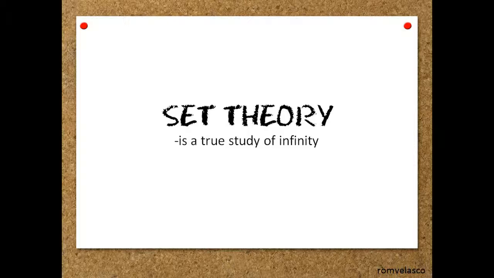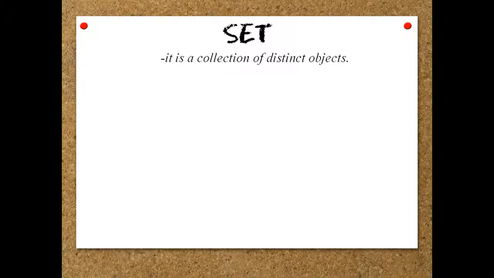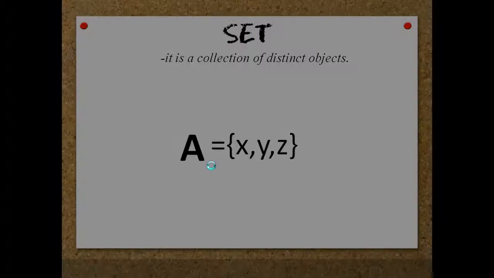So let's define first the word set. A set is said to be a collection of distinct objects, which means that the objects must not have any repetition. For example, I have here A has elements X, Y, and Z, which means set A has elements X, Y, and Z. And one more thing, the Z should be in boldface letter.